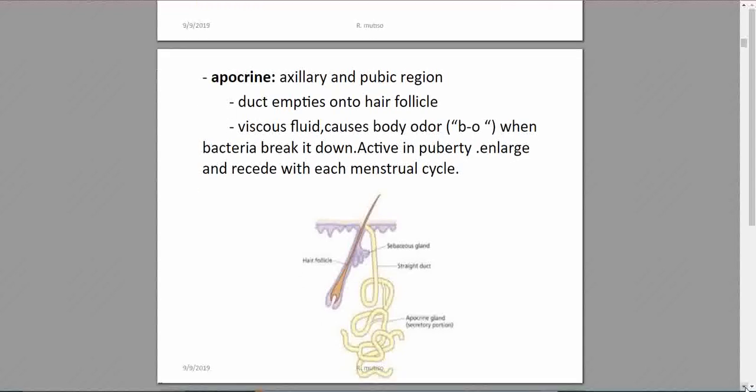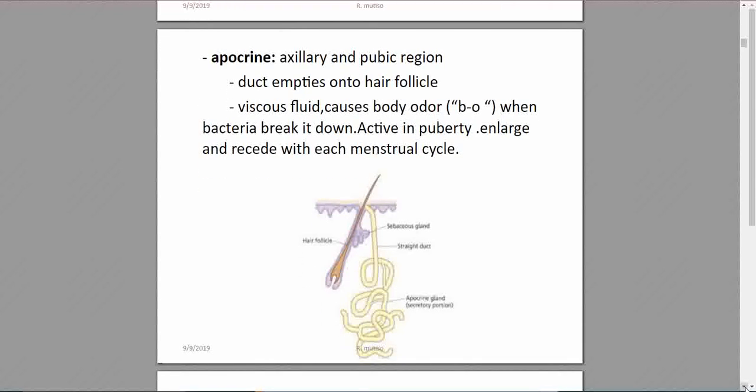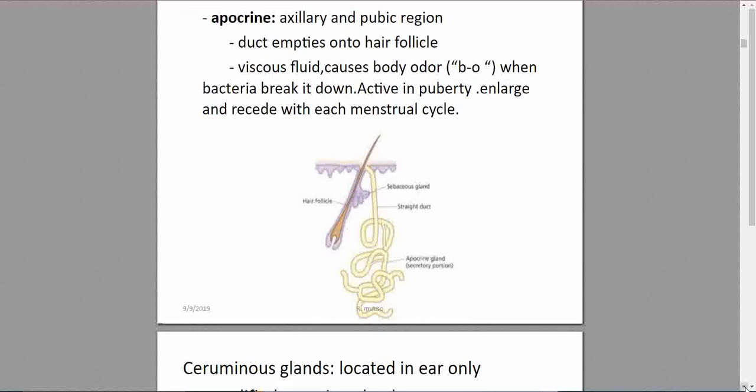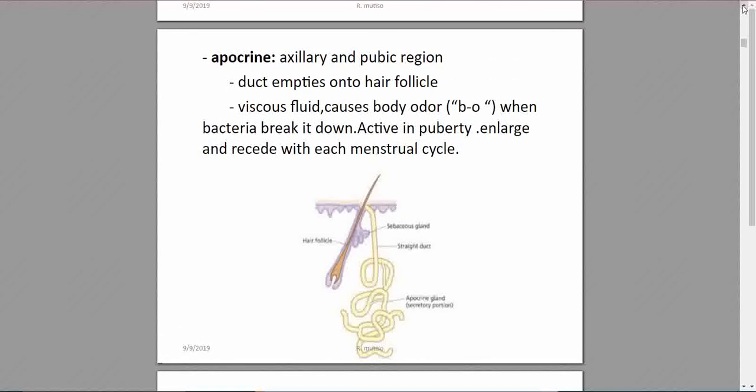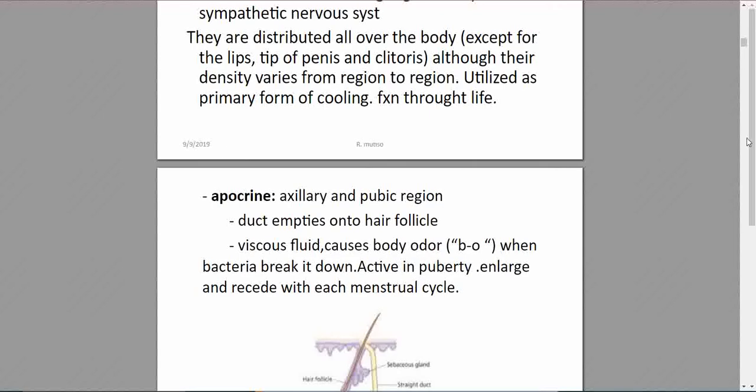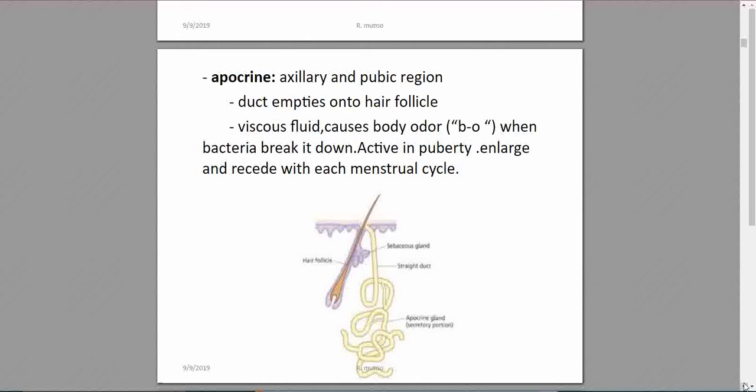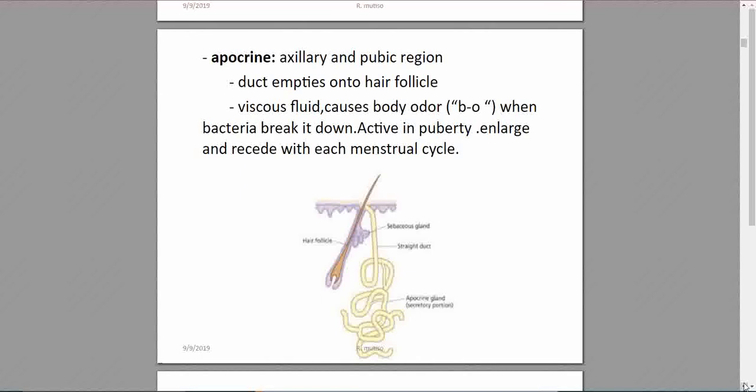Then apocrine, in the axillary and pubic region: the duct empties onto hair follicles, a viscous fluid that causes body odor, what we call BO, harufu ya mwili yako, when bacteria break it down. So I'm trying to give you something here. The apocrine are rather unlike the eccrine. The only regions they are in are the axillary, that is makwapa, and the pubic hair region, around your private organs. The duct empties onto hair follicles, and the viscous fluid causes bad odor, harufu mbaya. Harufu yake ni mbaya, ndio maana makwapa inanuka vibaya ukitoka jasho.